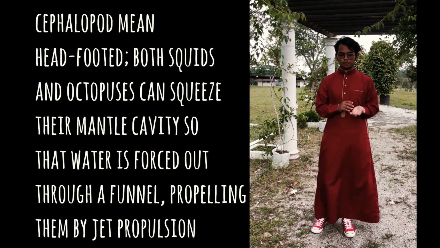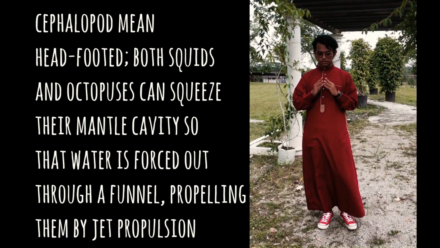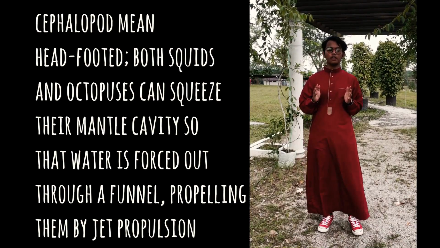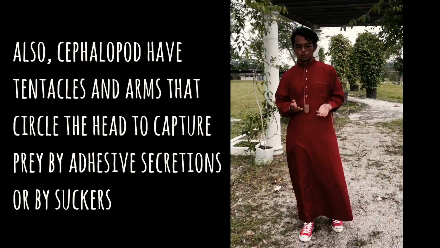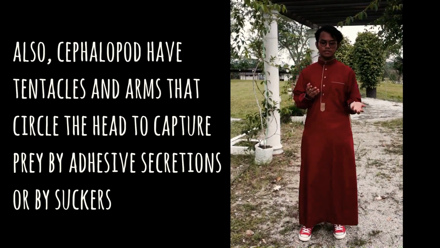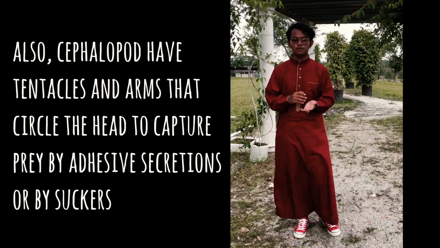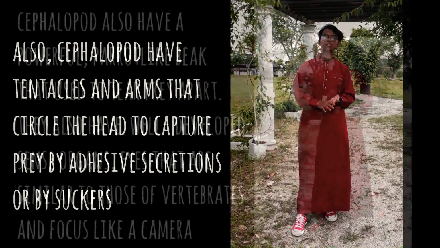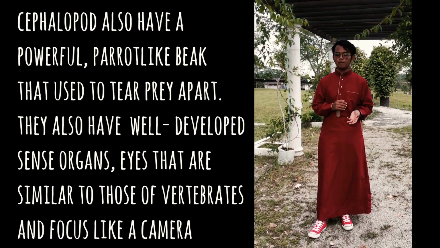Squid and octopus can squeeze their mantle cavity so that water is forced out through the funnel, propelling them by jet propulsion. Also, the tentacles and arms that circle the head capture prey by adhesive secretion or by suckers. A powerful parrot-like beak is used to tear prey apart.